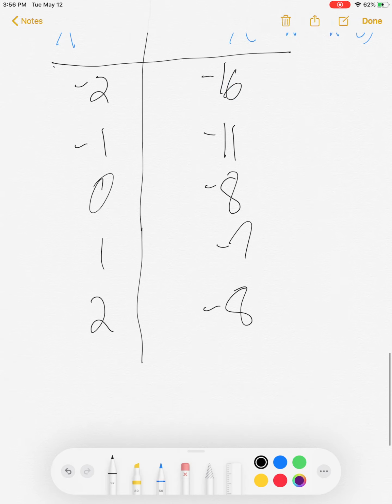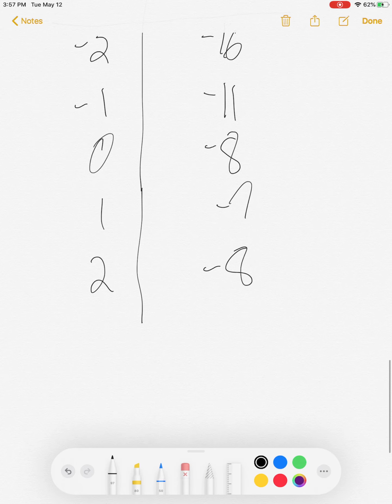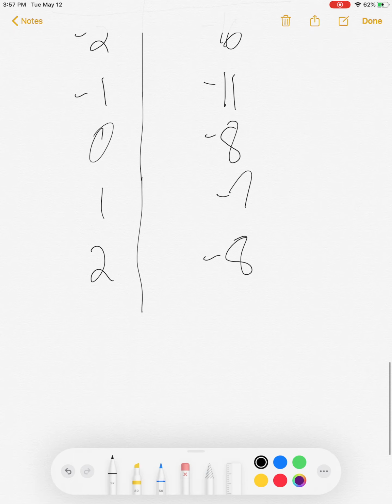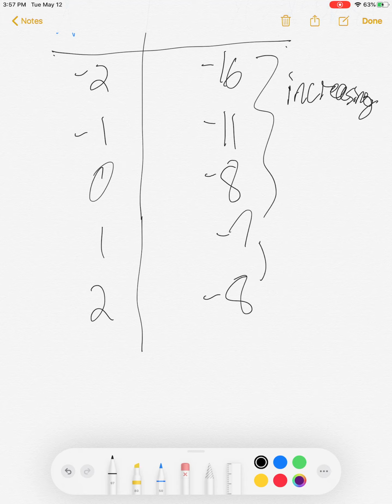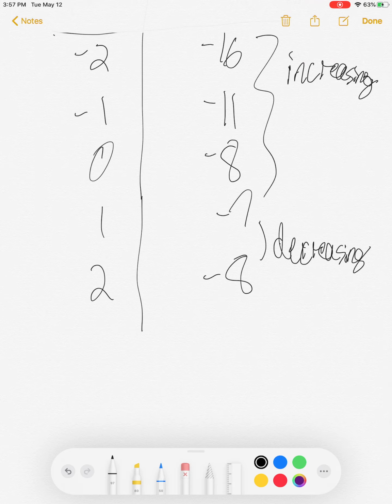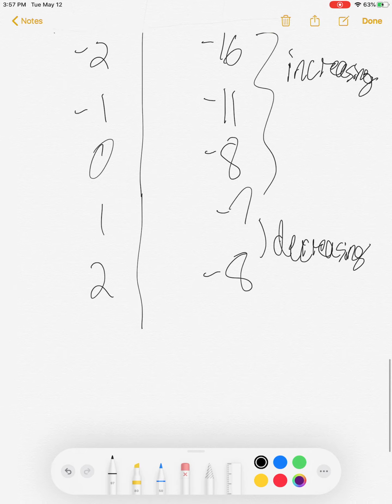Okay. And so in my picture, I can see that the y values are increasing until it hits this -7, and then it starts decreasing again. Right? So -16, -11, -8, -7, it's getting bigger. But then it starts to get smaller again. It goes from -7 to -8.